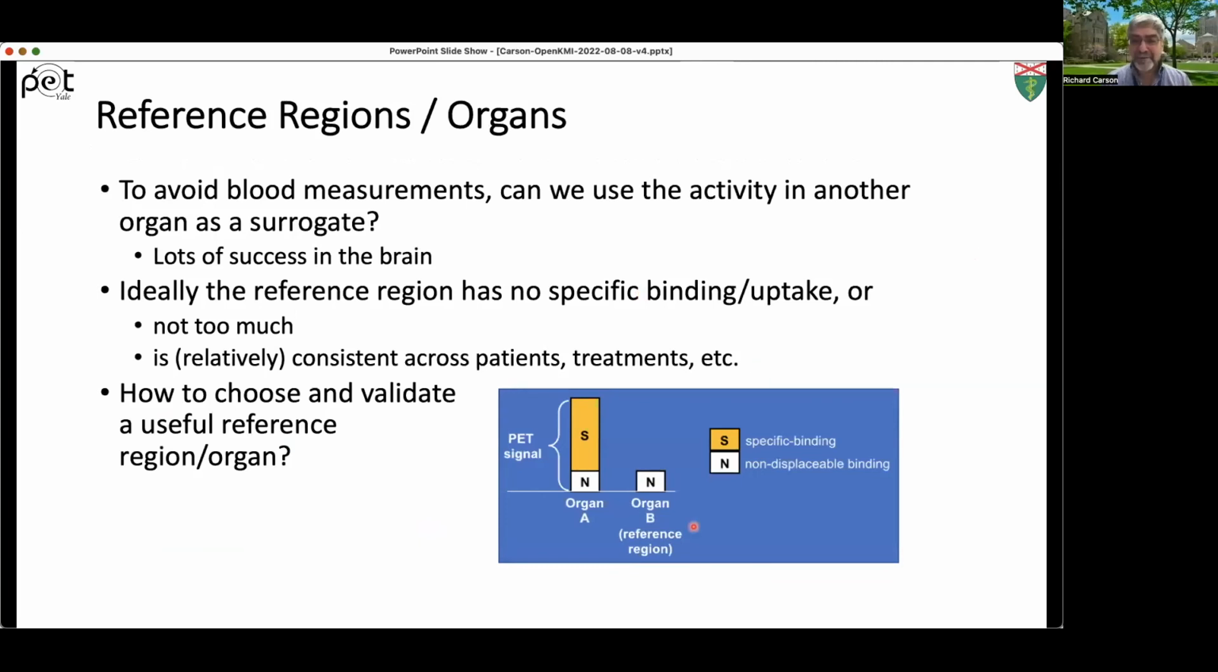Here's what we really like. It'd be perfect where I have a region which has some level of non-specific, non-displaceable binding that's exactly the same as my target organ, and then the specific binding to the protein just sits on top of it. It's a beautiful world if this happens. It's hard to do, harder to validate. Maybe we can do it in large animal. Very challenging to do that in humans, unless we have a good blocking drug.